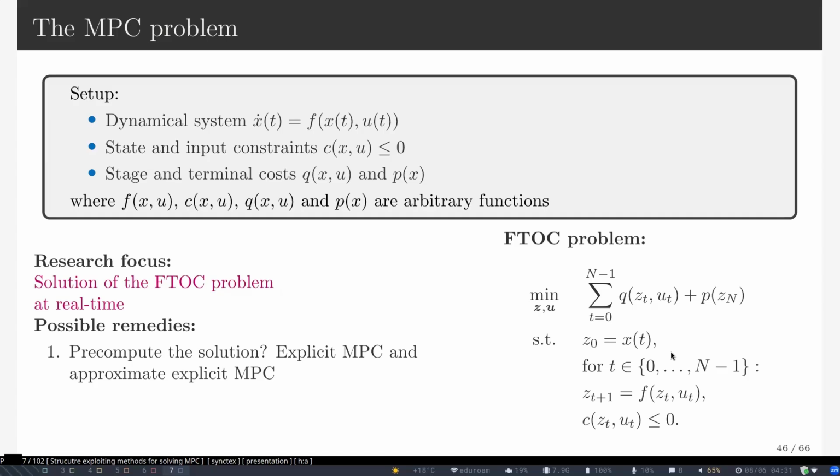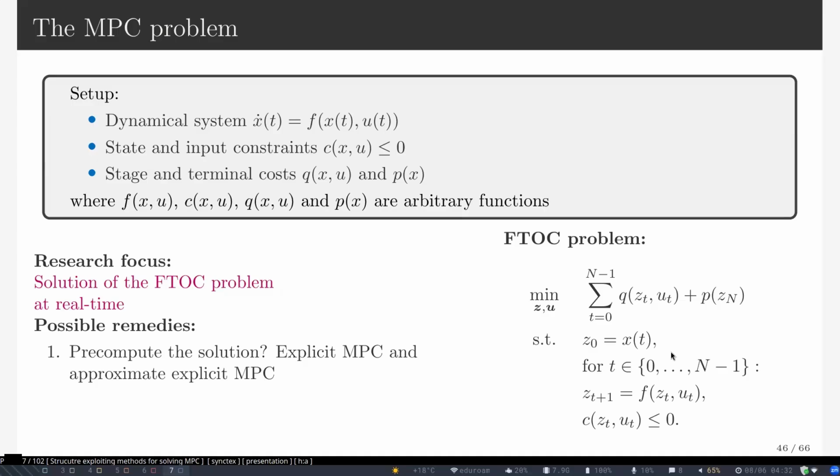And assume I have a dynamical system, x dot equals f(x, u). I have constraints, and I might have stage costs and terminal costs. So the major problem we are interested in is the solution of the finite-time optimal control problem, ideally in real time. Again, real time in a technical sense has a very particular meaning. If anyone has worked with real-time systems or embedded systems, they know.